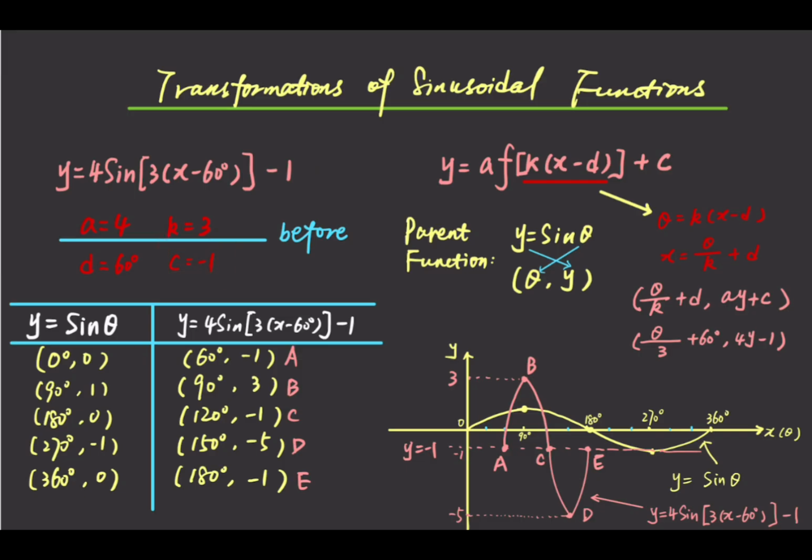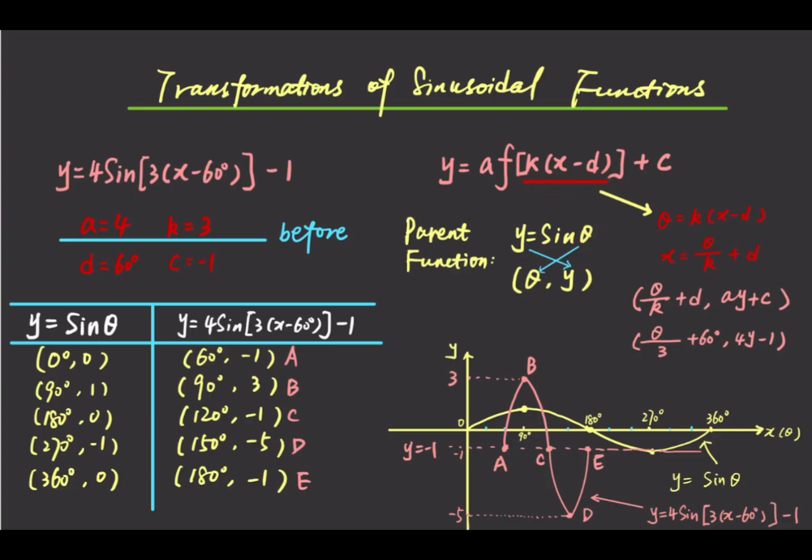You need to transform this parent function according to the correct transforming order. That is, you need to transform this basic function according to these two parameters first. After this, you need to transform the function according to these two parameters. That is, the transformations according to these two parameters must be performed before the transformations according to these two parameters. All right?